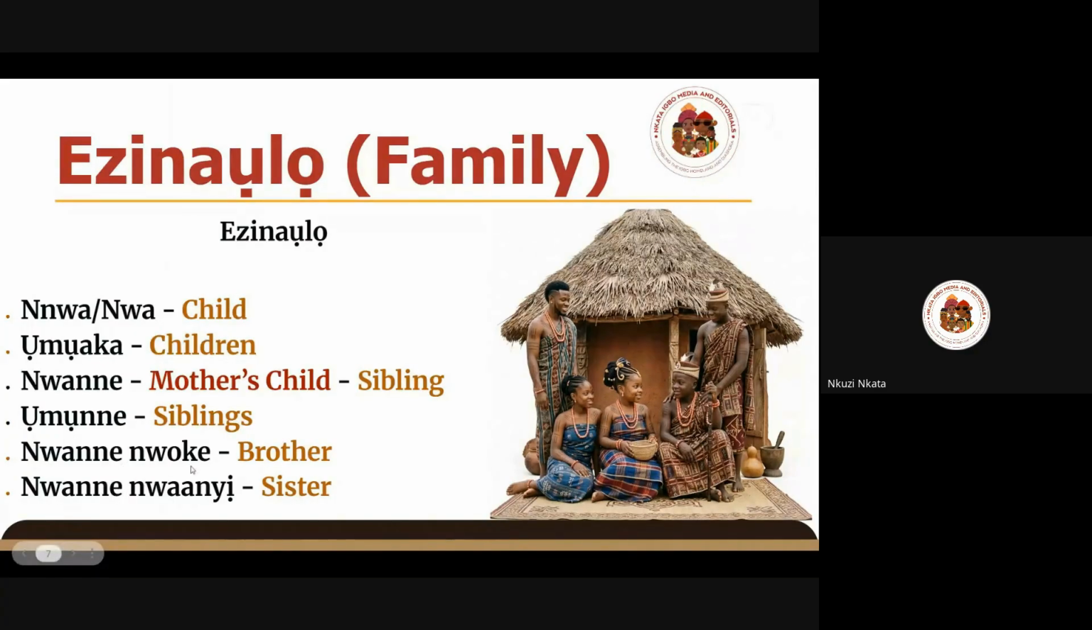Then nwoke is now specifying the gender of the child, which is brother, which is the male. Like we said in the first class, nwoke is the term for male, right? When it comes to humans, nwoke, male. So nwanne nwoke, brother. But if you want to say "my brother," you say nwanne m nwoke. So the pronoun m will come in between nwanne and nwoke. So it becomes nwanne m nwoke, my brother. Okay.